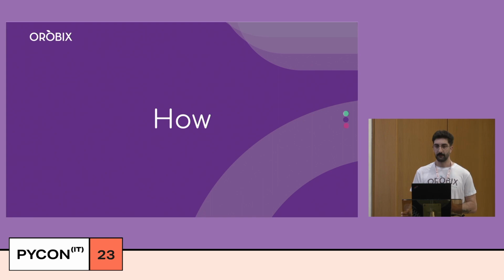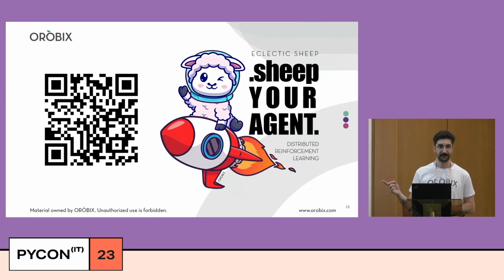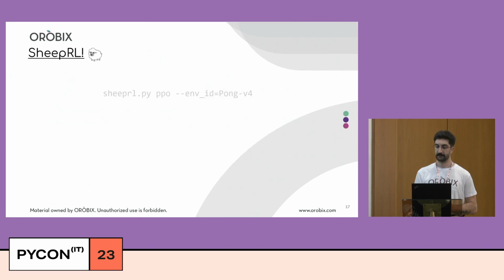So how can one create and train their own reinforcement learning agent? Well, ship your agent with SheepRL, and the QR code is pointing to our GitHub repository. And I mean, it's super easy because essentially with almost one line in the command line, you can have your PPO agent trained in the Pong environment, which was the one that I showed you in the first slide. So it has been trained like this.